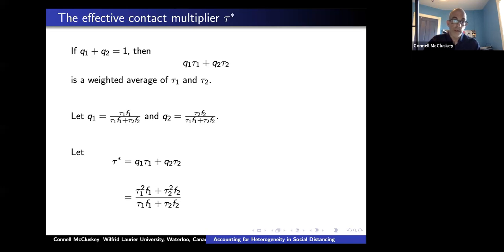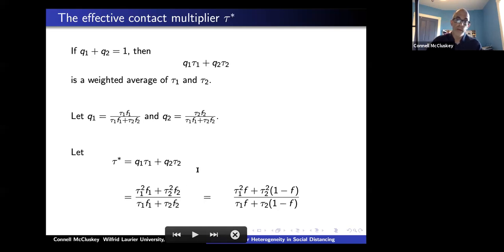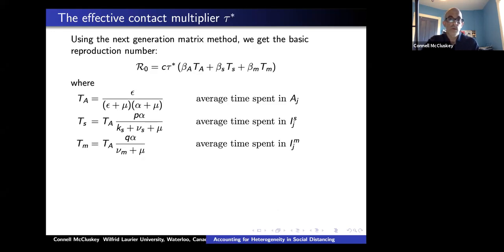And then filling in for the Q's, I get a bigger expression, and remembering that F1 and F2 are the probabilities that individuals are assigned to either the social distancing group or the non-distancing group, I can turn them into Fs. So if I know what tau 1, tau 2, and F are, I can calculate tau star. So if you go back and use the next generation matrix method of Watmough and Van den Driessche, then in the expression you get for the basic reproduction number, tau 1, tau 2, and F don't appear explicitly. The way they show up is in this larger parameter tau star.